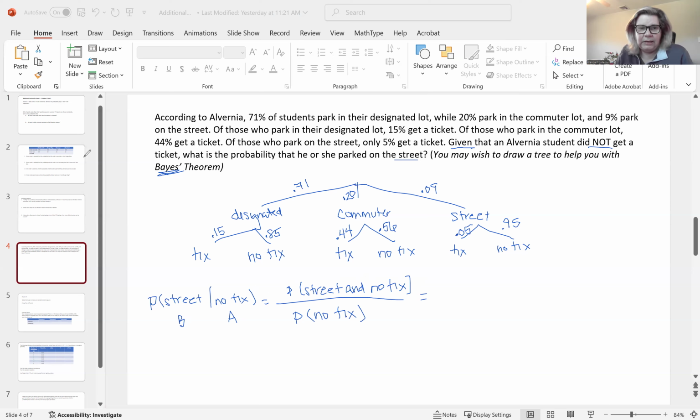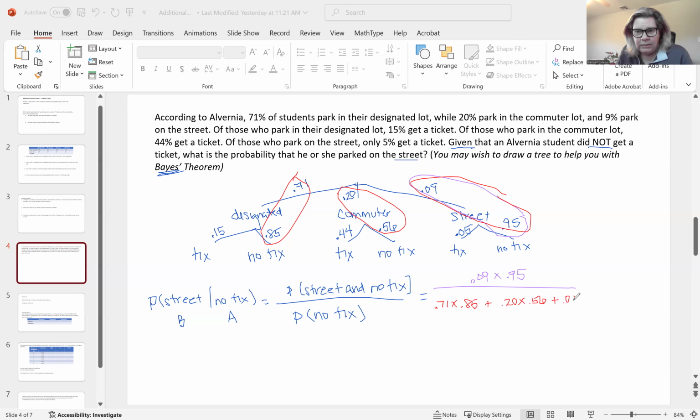As I look at this, the probability that they parked on the street and did not get a ticket is right here. So that is 0.09 times 0.95 over the probability that they did not get a ticket. Well, that's here, here, and here. So no ticket is 0.71 times 0.85 plus 0.20 times 0.56 plus 0.09 times 0.95.